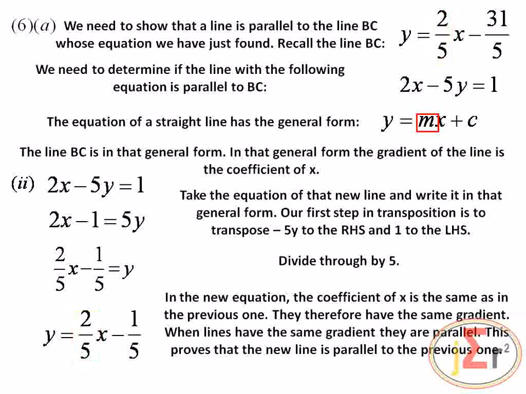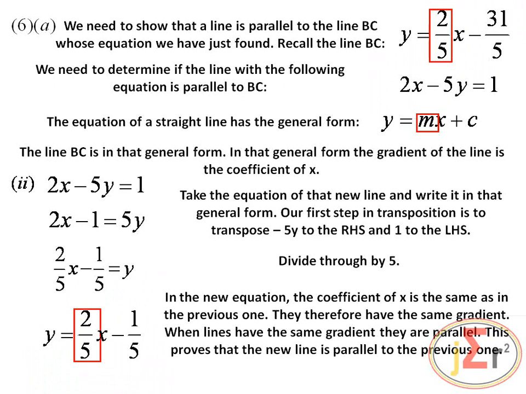What do we know now? In the new equation, the coefficient of x is the same as in the previous one. They therefore have the same gradient. When lines have the same gradient, they are parallel. This proves that the new line is parallel to the previous one.